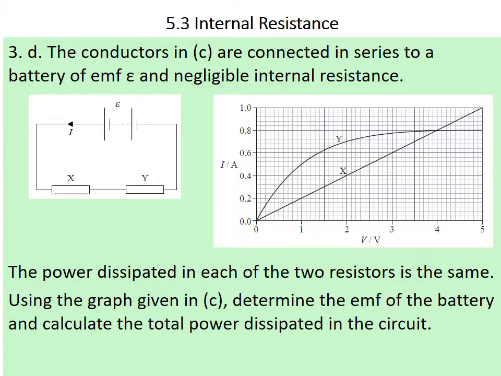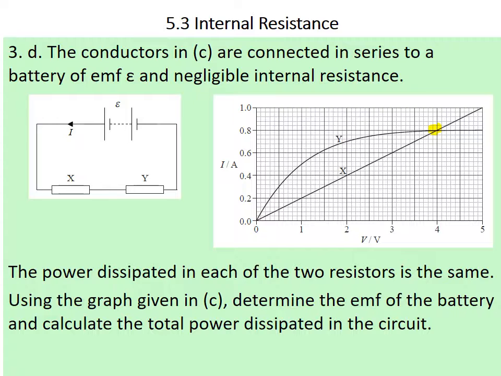Okay, part D. The conductors in C are connected in series to a battery of EMF epsilon and negligible internal resistance. The power dissipated in each of the two resistors is the same. Using the graph given in C, determine the EMF of the battery and calculate the total power dissipated in the circuit. So the power dissipated in each of the resistors is the same when the two graphs intersect. So right here. At this position, not only is the voltage dropped across them the same, but the current is the same. That means the power across them is the same.